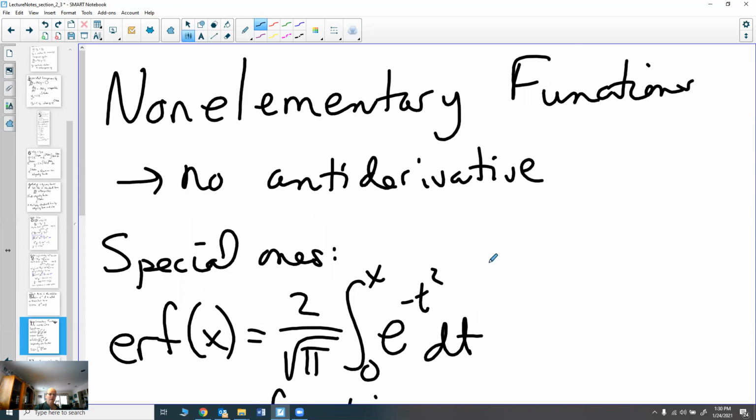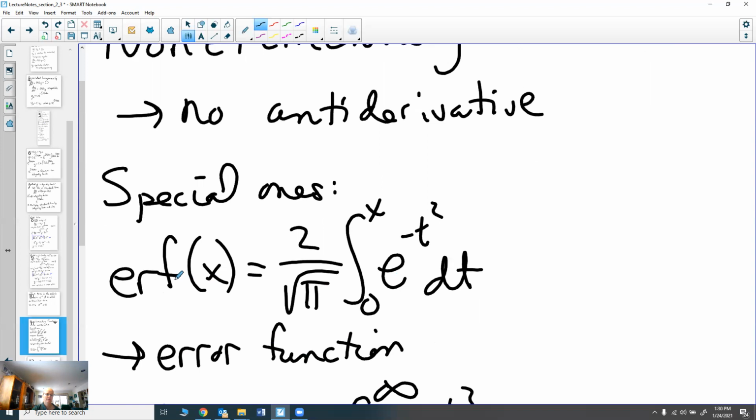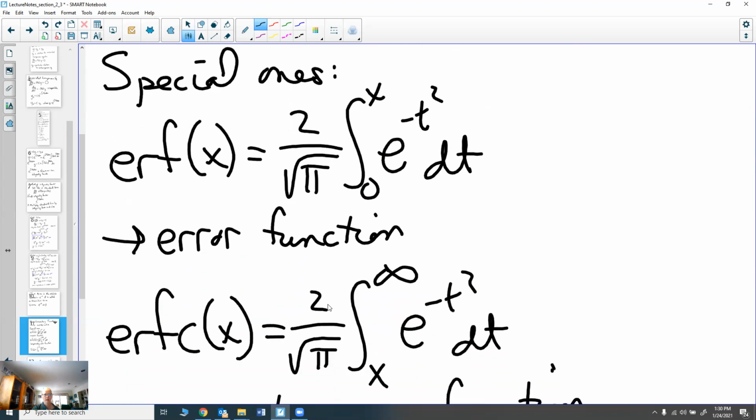We also can talk about non-elementary functions. These are functions that do not have antiderivatives. They're also called non-analytic functions. There are special ones. One of the special ones is called the erf of x. It's 2 over the square root of pi, then you go from 0 to x of e to the negative t squared dt. This is known as the error function.